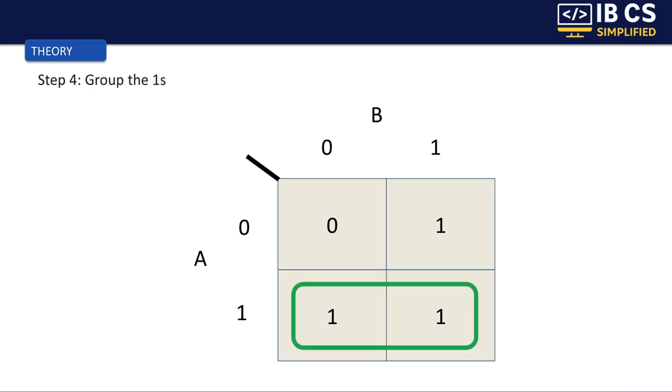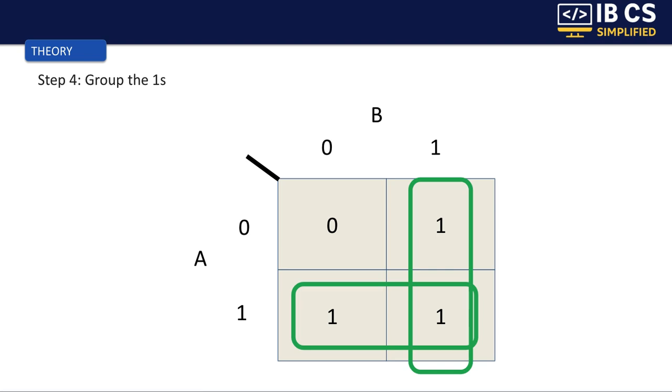Next is the most important part. We need to group together our neighbouring ones. Okay? We look for groups of neighbouring ones. The groups must always contain a power of 2. That means either 1, 2, 4, 8 or so on. So you can't group 5 of them together or 6. It has to be a power of 2. In this example we can make 2 groups of 2.